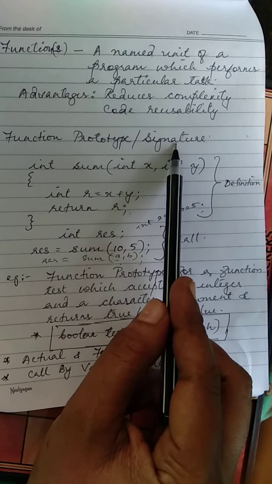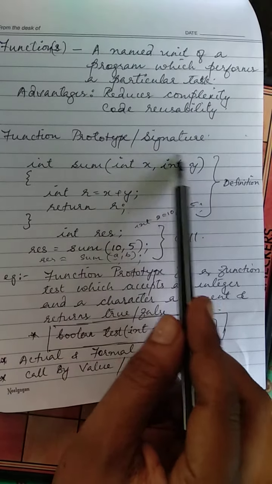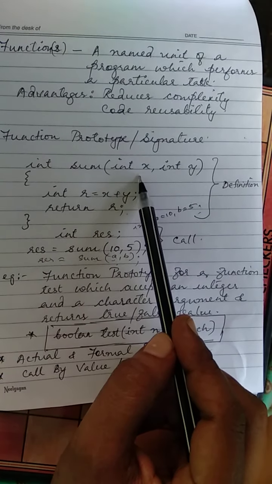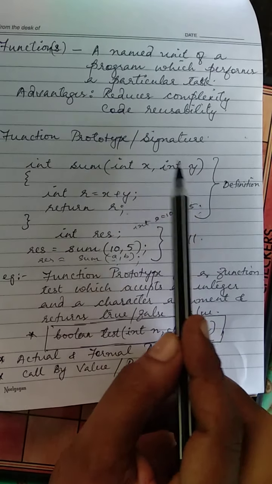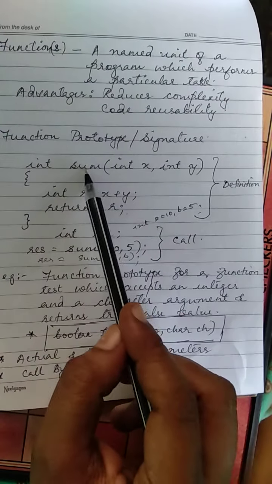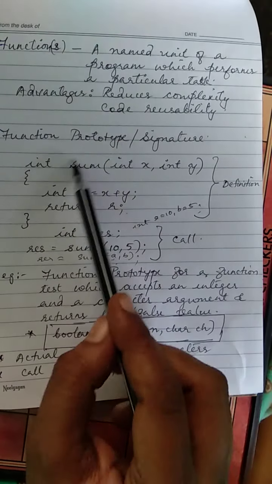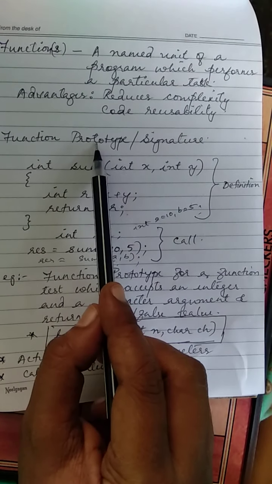Now what do you mean by function signature? Only this part: the number and type of parameters written inside the parentheses after the function name. That is called function signature. Only this part belongs to the function signature. Function signature means the name of the function with these parameters. Function signature along with the return type belongs to function prototype.